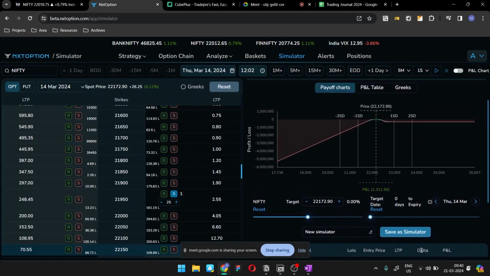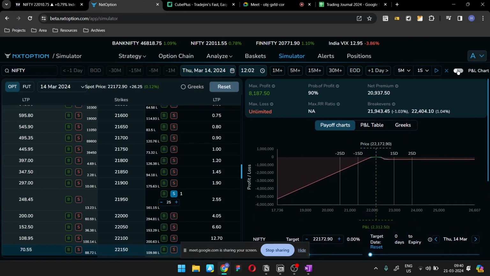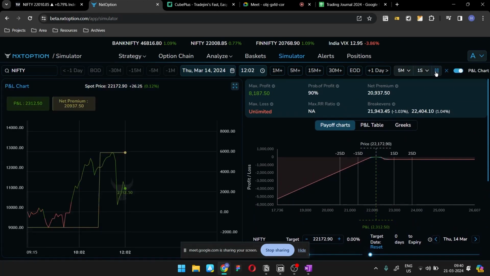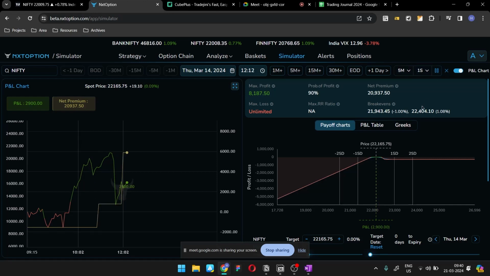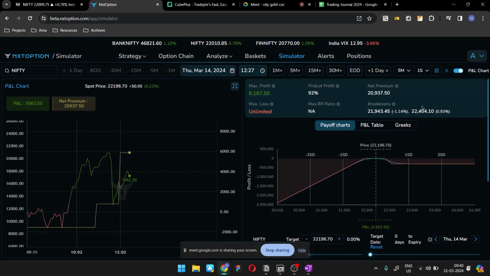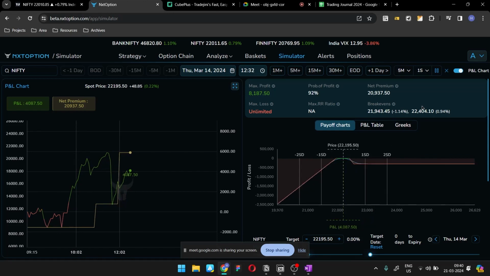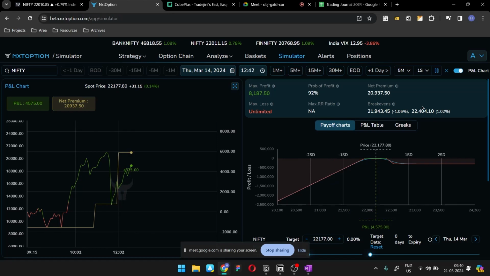So this is my position as of now. So let us simulate the position again and see what the market does. So till 245, unless there is major movement, this position will remain stable and stagnant.